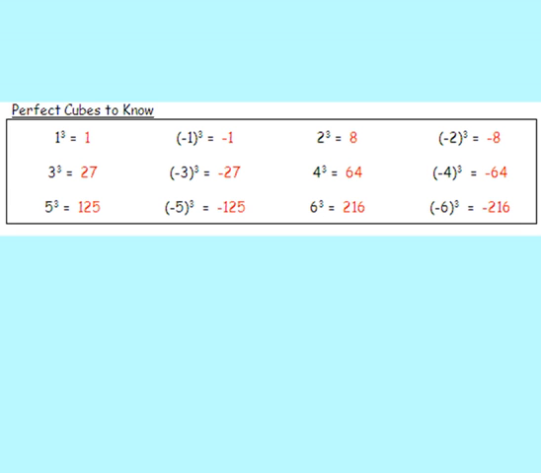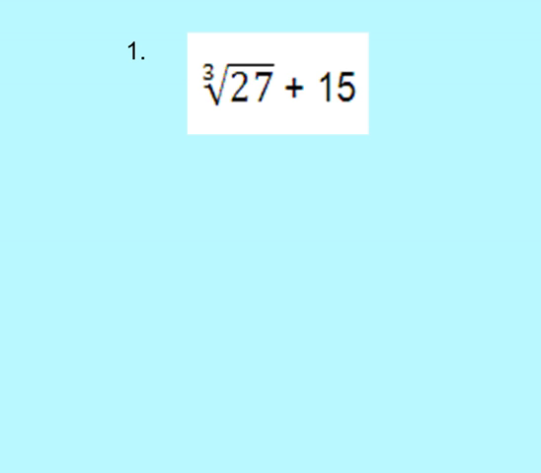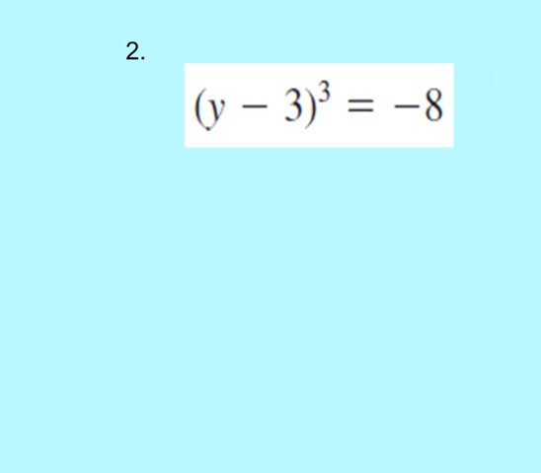Okay. And let's go ahead and get started with a look at practice problem number 1. Practice problem number 1, we're just evaluating. We're taking the cube root of 27 plus 15. Well, the cube root of 27 is 3, and 3 plus 15 is 18. That's how we evaluate cube roots. We take the cube root of 27, which gives us 3, add 15 to get 18. Okay? Now let's do some equations.